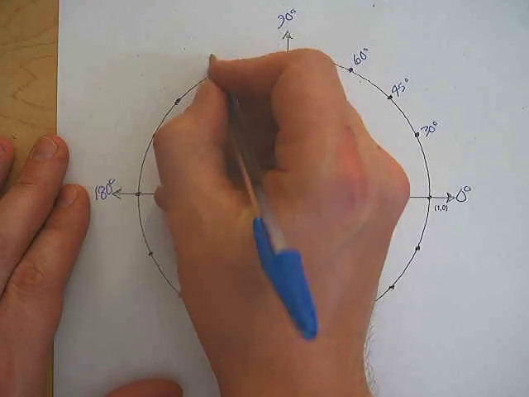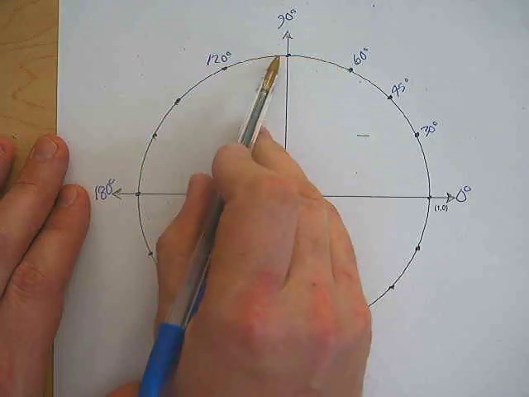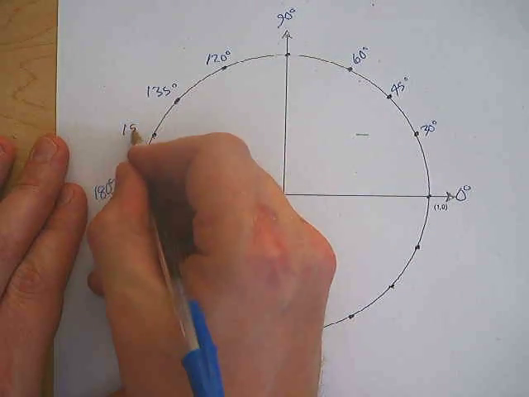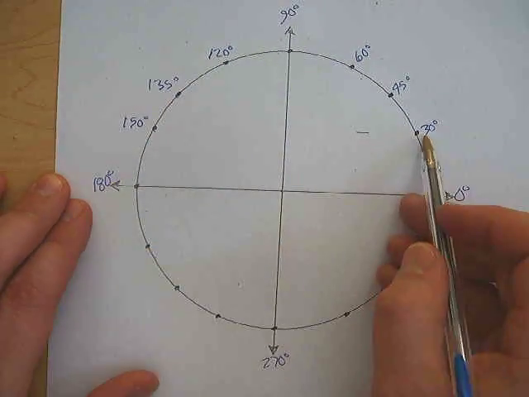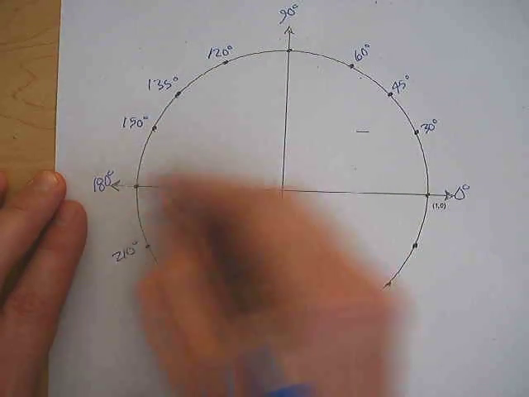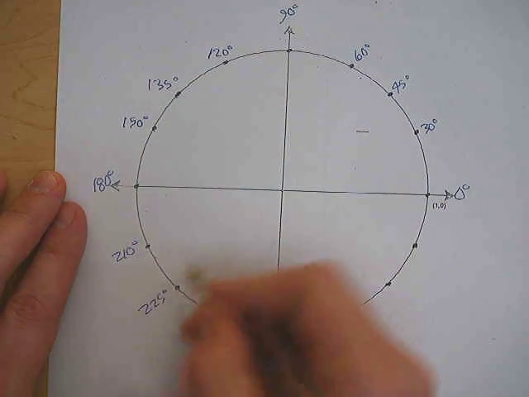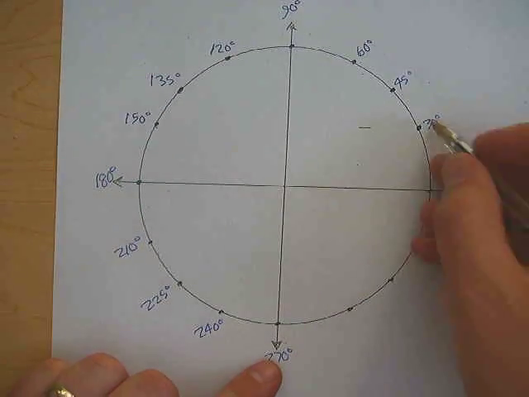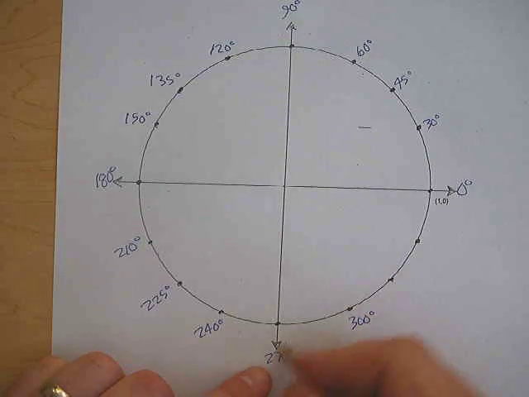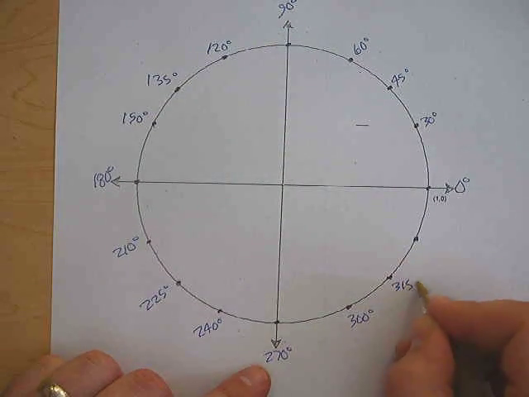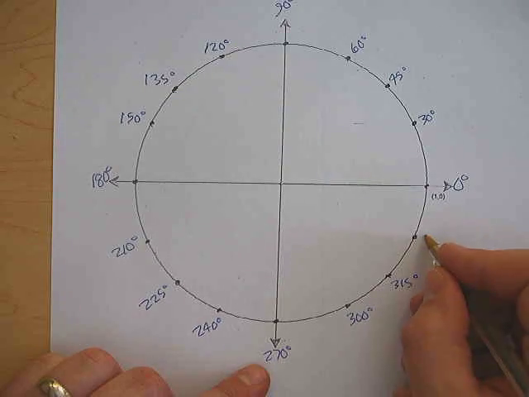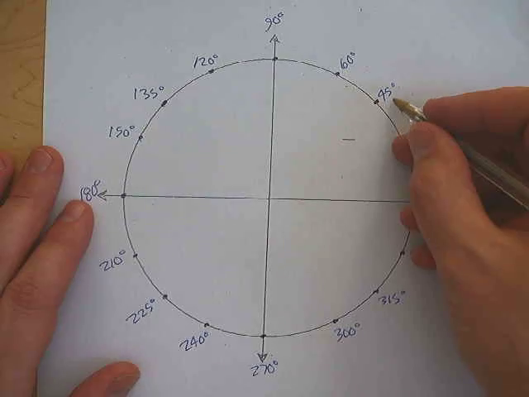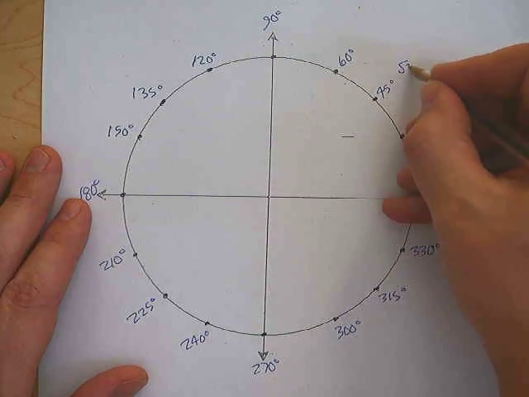I'm adding 30, 45, and 60. Each time I add more, so I take 90 plus 30 is 120. 90 plus 45 gives me 135. 90 plus 60 gives me 150. Then I go 180 plus 30 gives me 210. 180 plus 45 gives me 225. 180 plus 60 gives me 240. 270 plus 30 gives you 300. 270 plus 45 gives you 315. 270 plus 60 gives me 330.